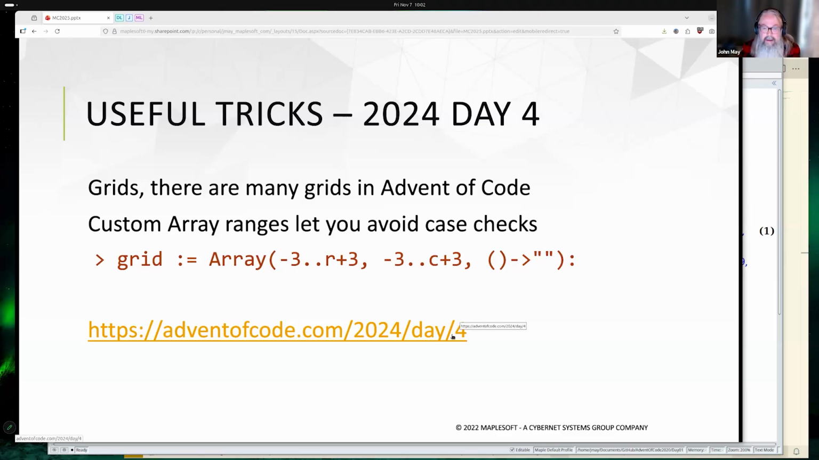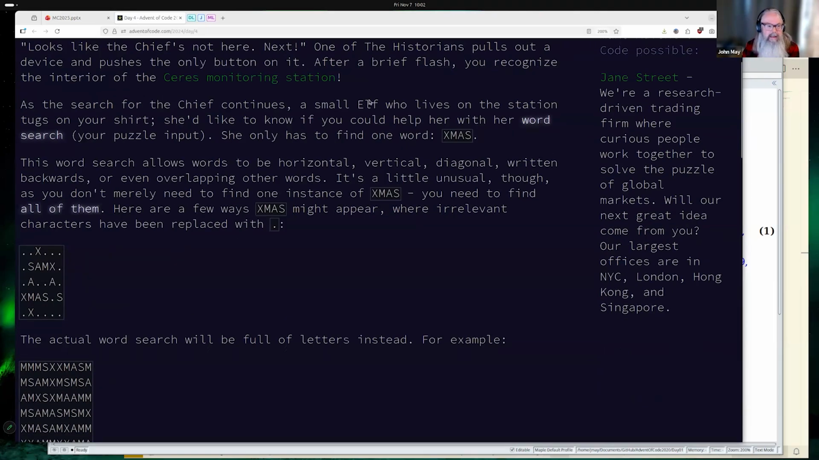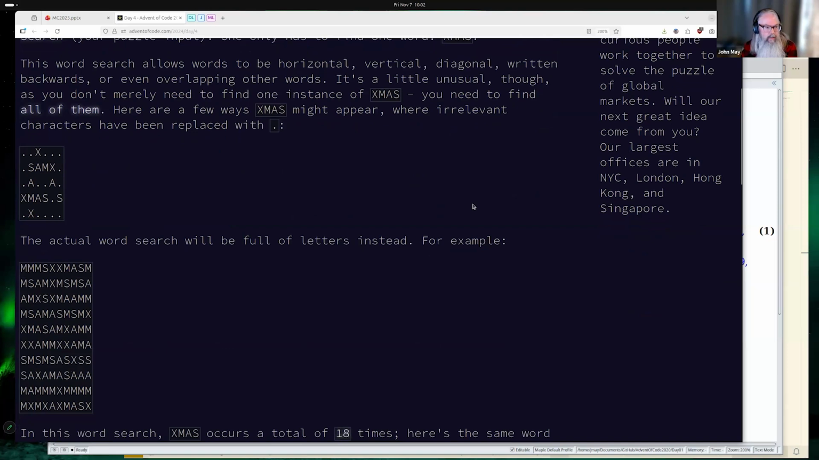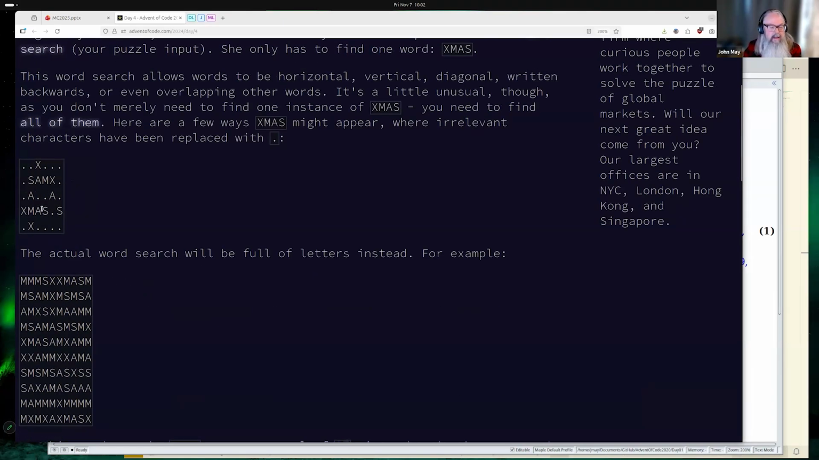So let's look at this problem. There's a story here. You meet an elf. The elf has a word search, and you are helping her solve it. Her word search looks like this, and what she's searching for is the word XMAS. These are all Christmas themed. She's looking for every occurrence of the word XMAS in the grid.